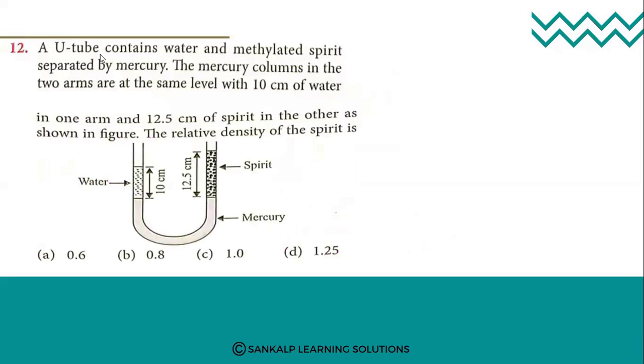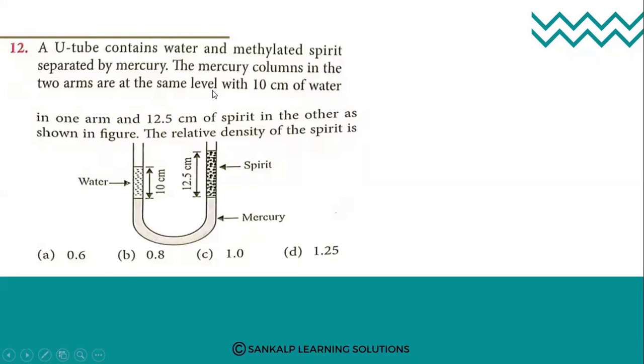See, a U-tube container contains water and methylated spirit which is separated by the mercury. So here one tube is there. On one side water is there and mercury is there, and here spirit is also there. So here water and methylated spirit are separated by mercury.